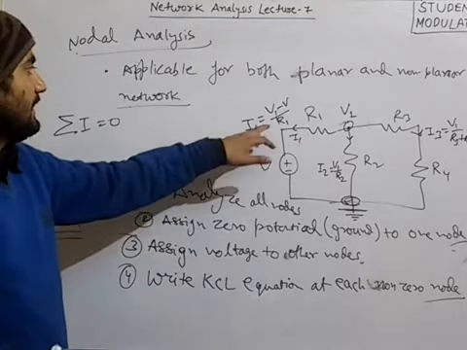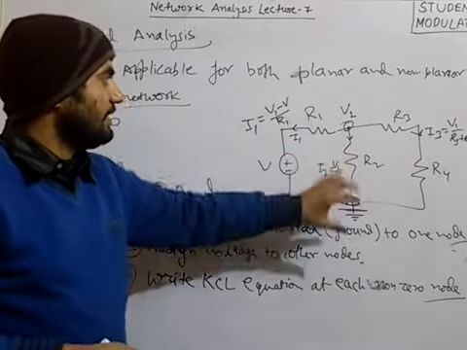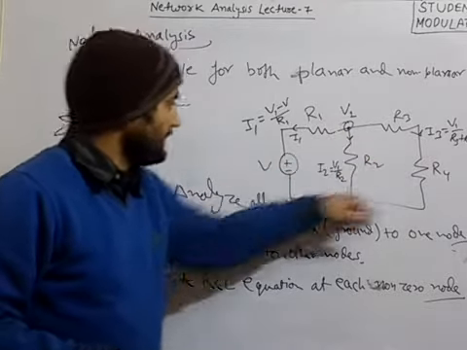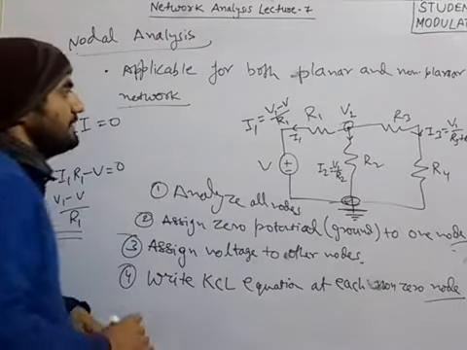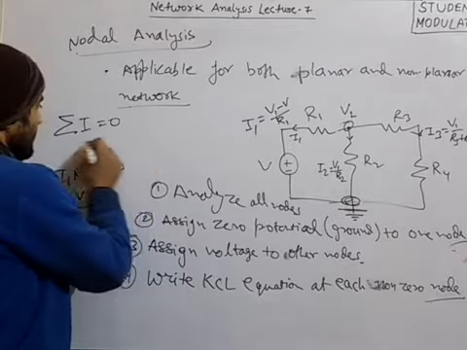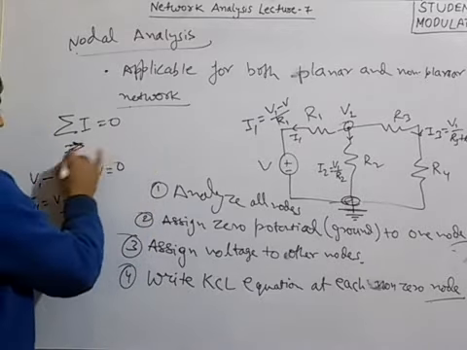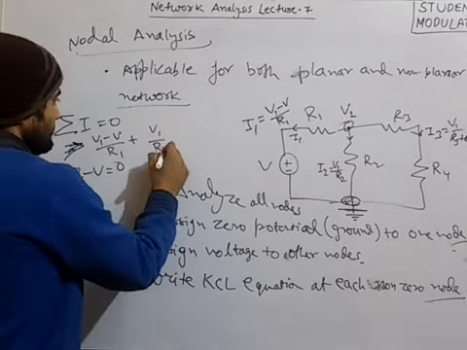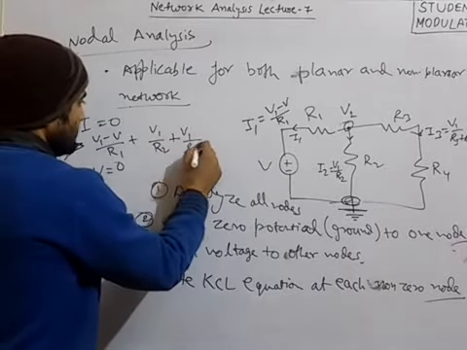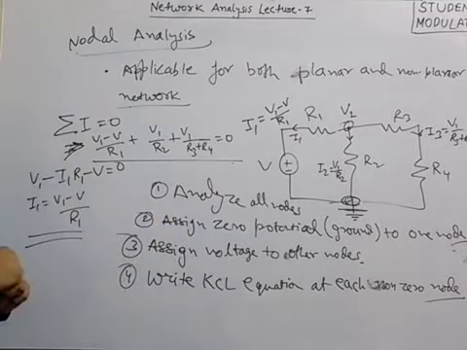We have already found them: I1 is V1 minus V upon R1, very easy; I2 is V1 upon R2, simple; and I3 is V1 minus 0, which means V1 by R3 plus R4. The summation of all these currents will be equal to 0. So next we put the values of all the individual currents: V1 minus V upon R1 plus V1 upon R2 plus V1 upon R3 plus R4, equal to 0. This is the KCL equation.